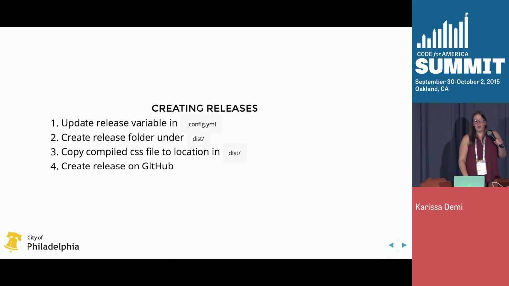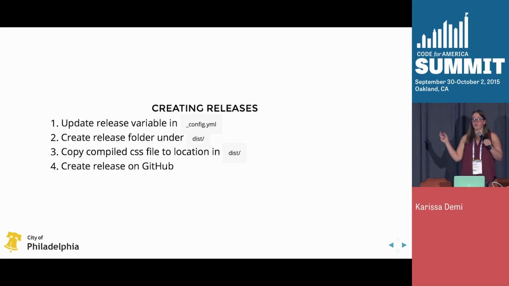So I don't want to talk too much about creating releases. This is in the GitHub repo, which I'm going to walk you through in a few minutes. But when you're ready to create a release, there is a process to that. And so we have a variable in our config file that says, all right, this is the version that we're on.